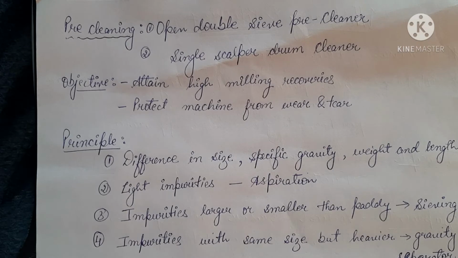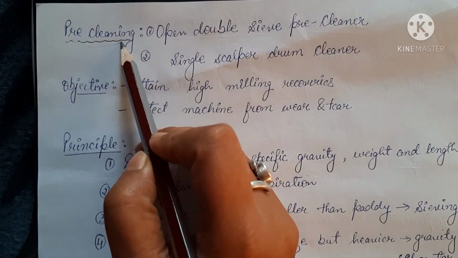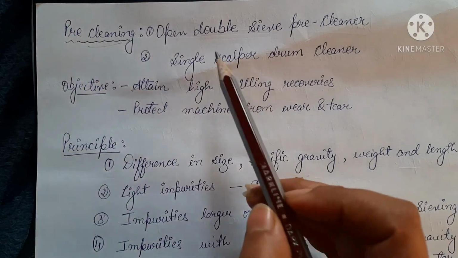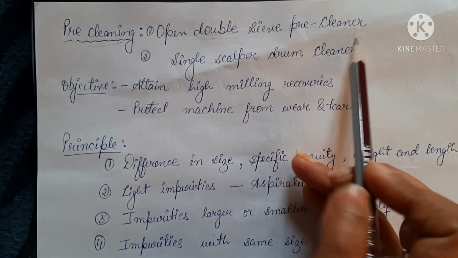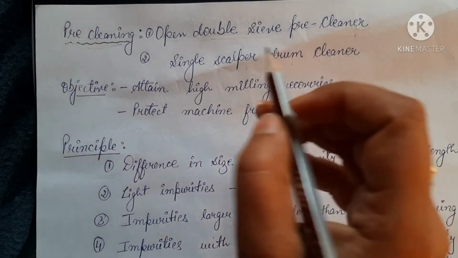So next we will talk about the basic principles behind pre-cleaning, husk removal and whitening of rice. First of all, I will talk about pre-cleaning. The major pre-cleaning equipments that are used nowadays are open double sieve pre-cleaner and single scalper drum cleaner. There are others also, but these are the major ones.